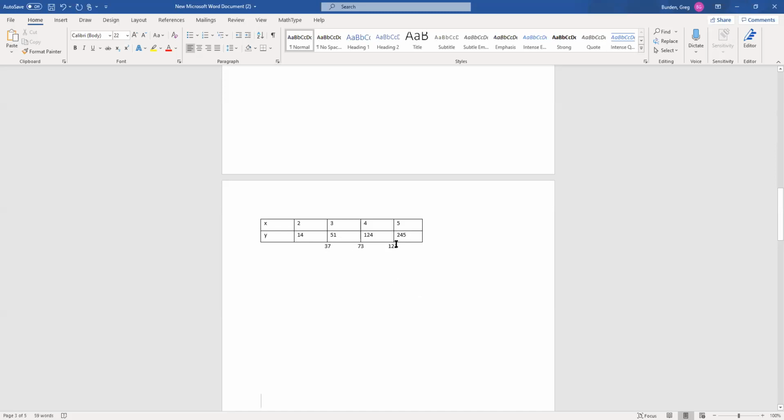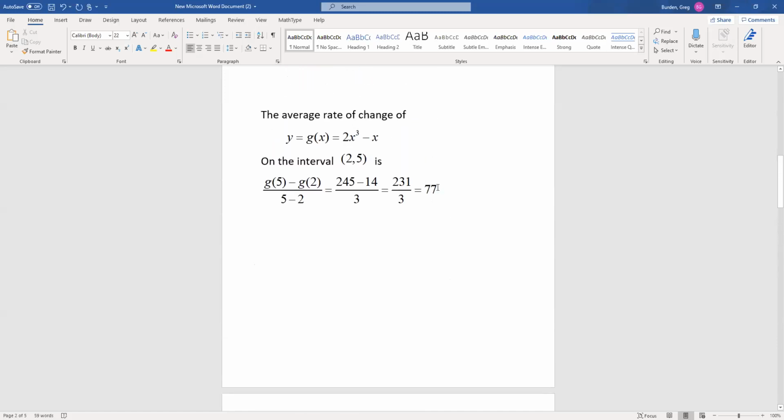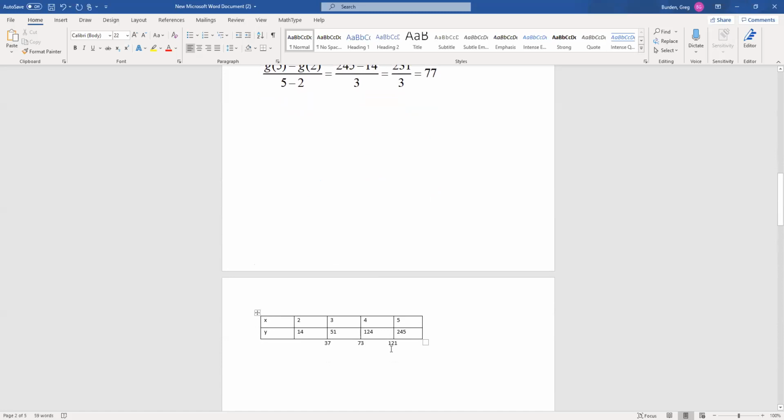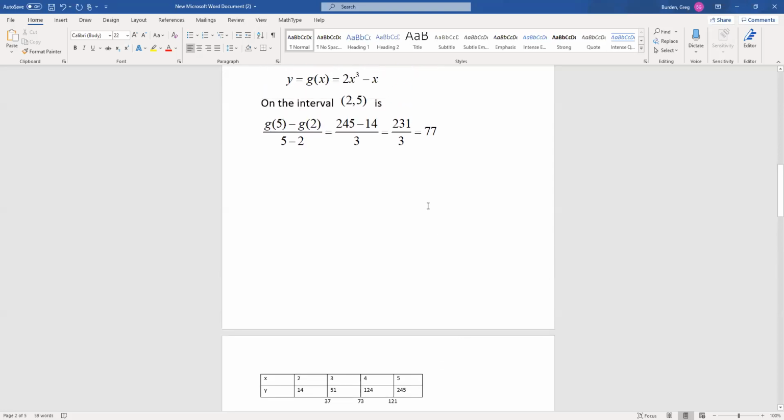If you were to add these three numbers together and divide the whole thing by 3, because there are 3 numbers, it turns out the average of these 3 numbers is the 77 that we get up here. Let's add 37 and 73 together. That adds up to 110. 110 plus 121 is 231. 231 divided by 3 is 77. So in that sense, it's perfectly reasonable. We call this the average.